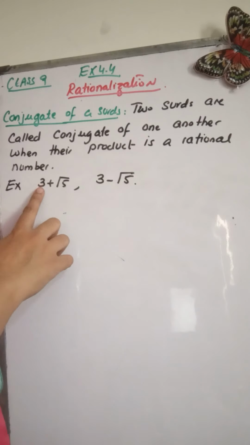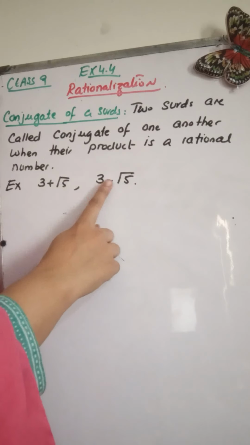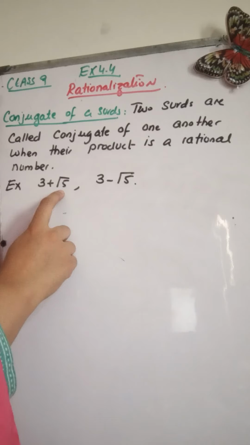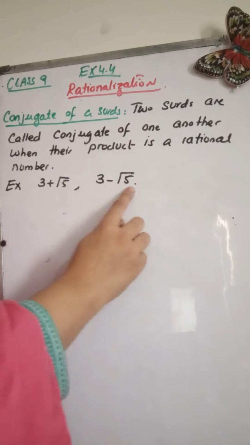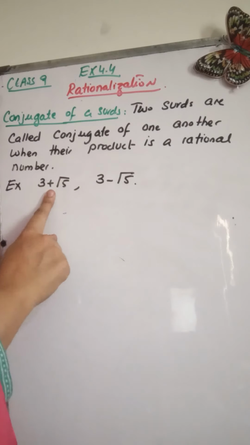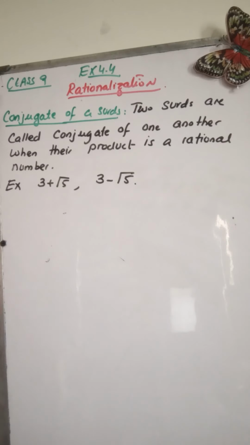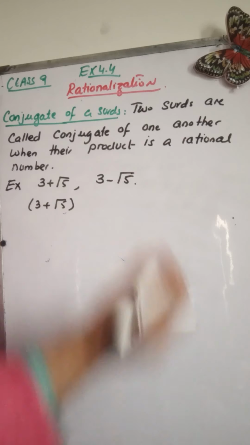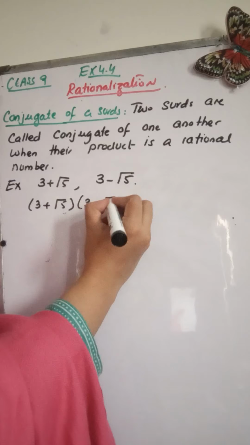For example, 3 plus under root 5 is a surd, 3 minus under root 5 is a surd, because you have an irrational number in it. So this expression is called a surd. This is also a surd, but their product will be a rational number. Let me find the product of these two. 3 plus under root 5 into 3 minus under root 5.